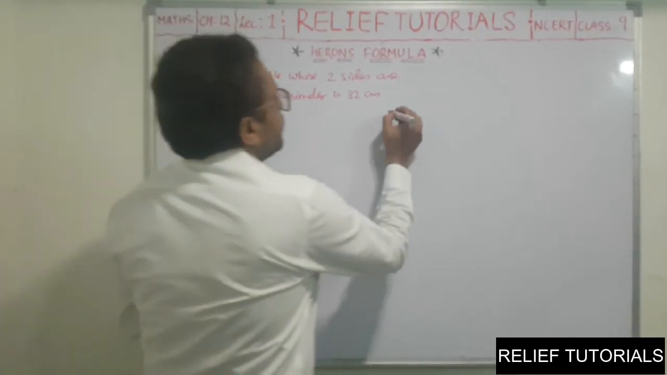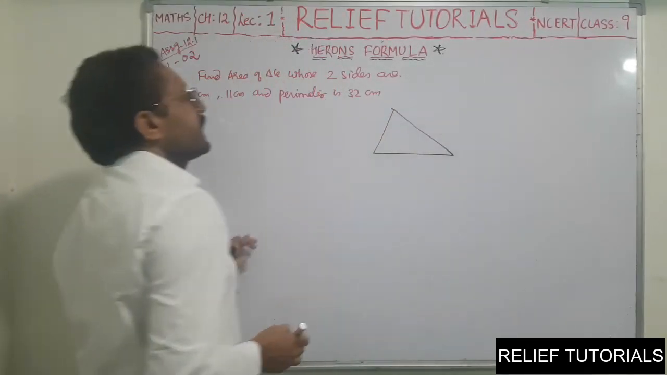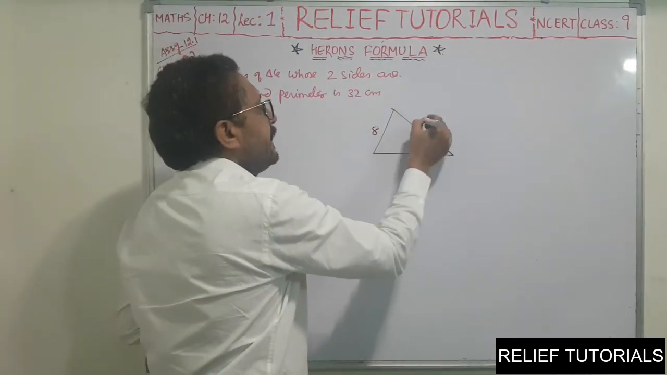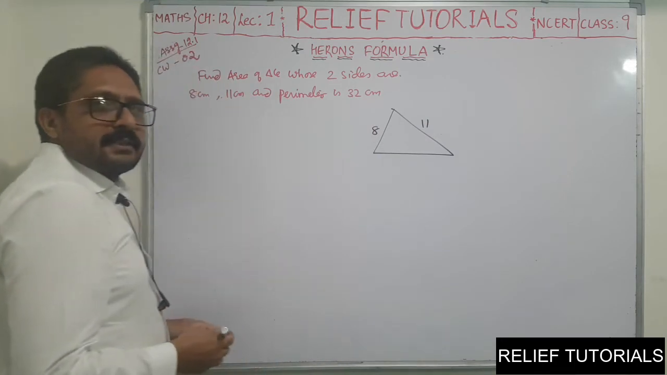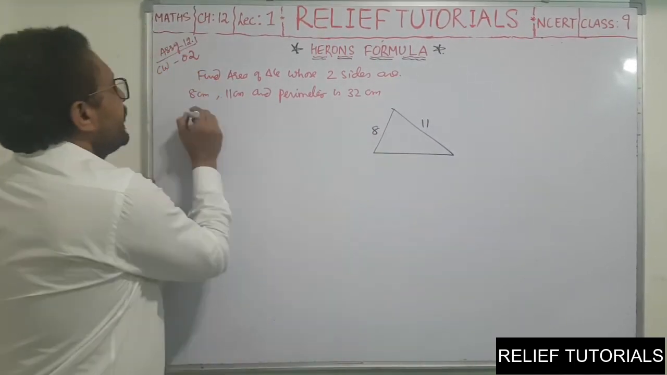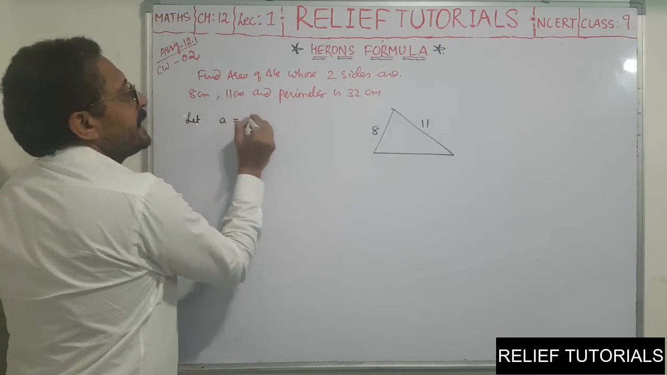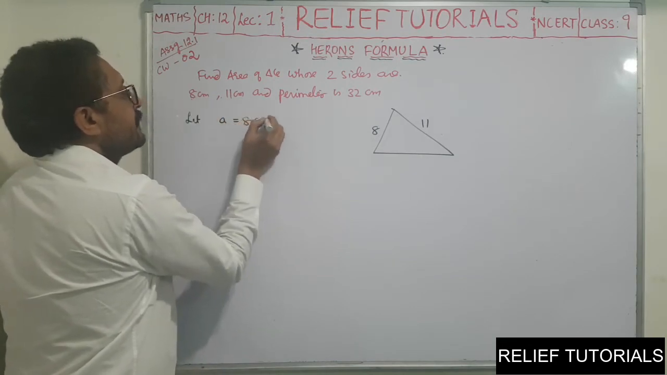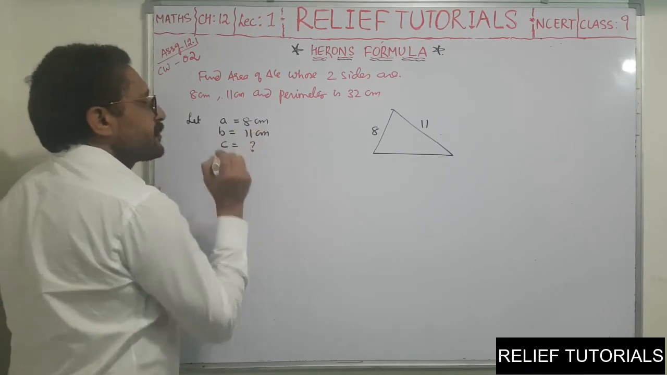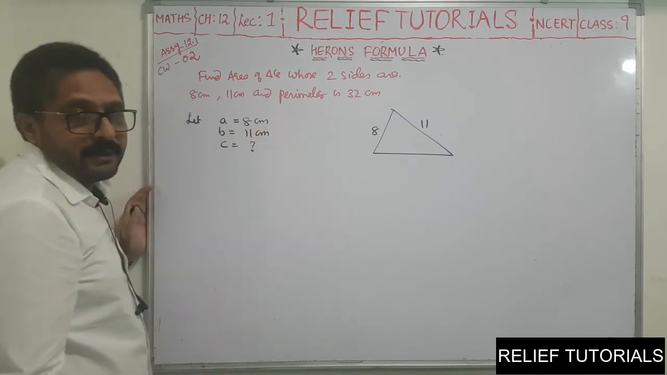See, we have one triangle. Two sides are given, 8 and 11. Third side is not given, but here perimeter is given. Let A is equal to 8 centimeter, B is equal to 11 centimeter, C we don't have, let it be question mark. But what we have is the perimeter.